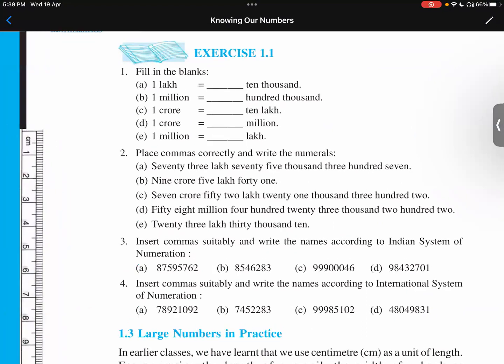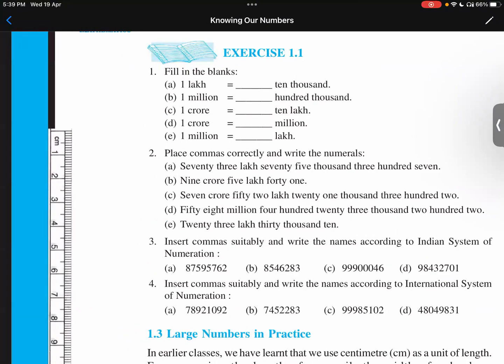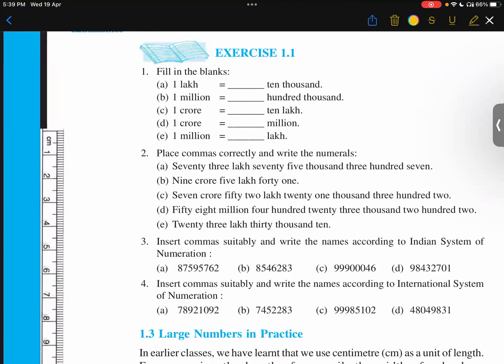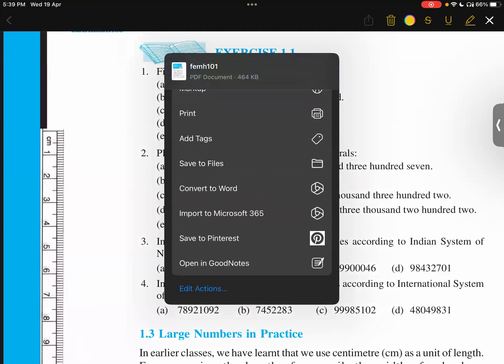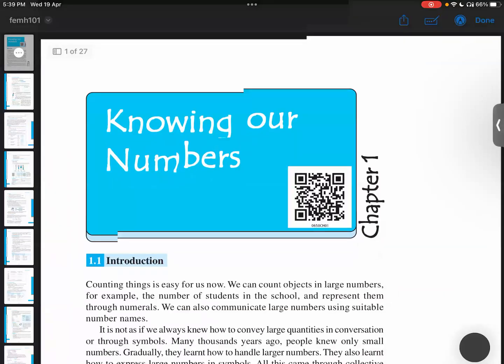Okay, practice one. First one, right? You're saying fill in the blanks. Yeah, this exercise one. 1 lakh, 10 lakhs. Just a minute.